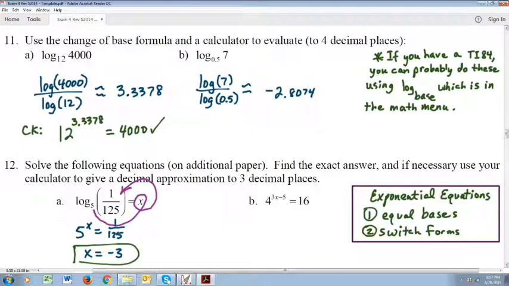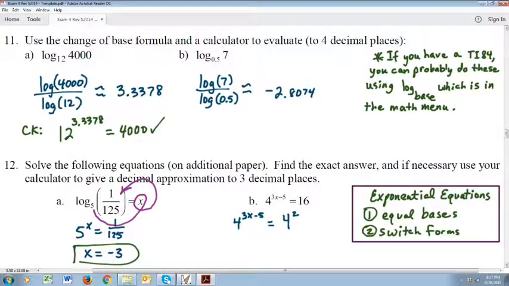So those are our two strategies when we solve exponential equations. In this problem, notice we've got a base of 4 on the left and a base of 16 on the right. We can certainly write 16 as 4 to some power, 4 squared. So let's go ahead and do that.